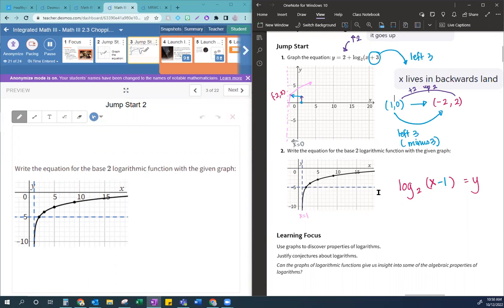Do I have a vertical shift? Yeah, it moves down 5. It does move down 5, because normally this point is right here at 1 comma 0. Notice it's now living down here at -5. So it moved down 5.